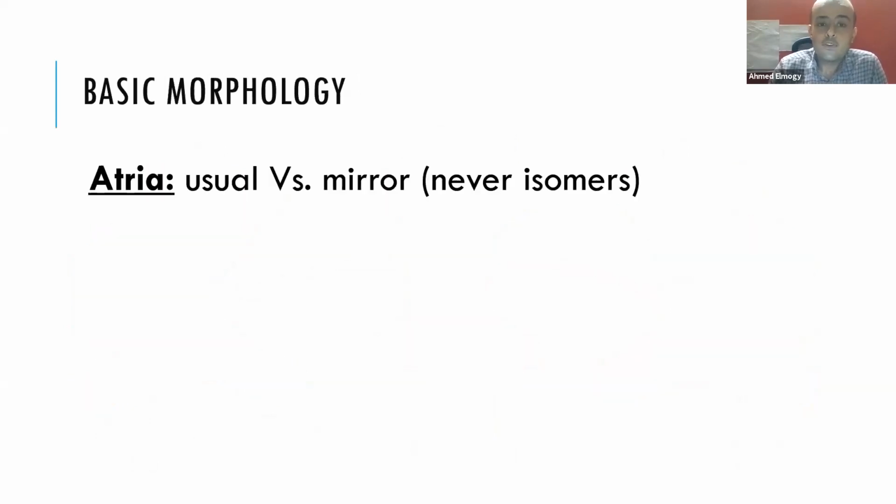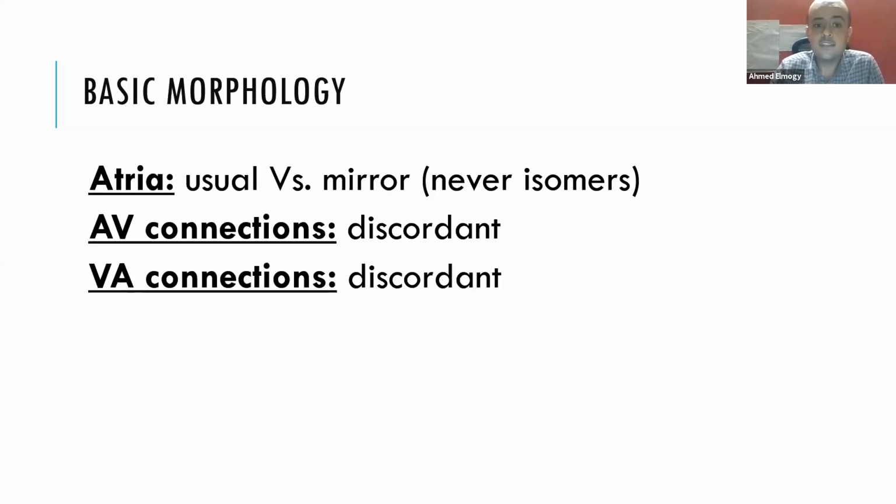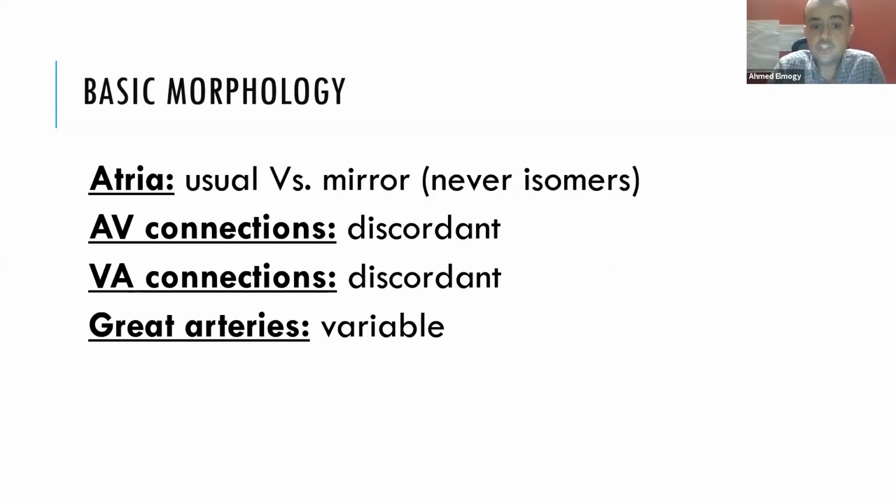As for the basic morphology, the atria, as we already mentioned, are in the usual arrangement or the mirror image, which is very, very rare, but we never have isomeric atria. Isomeric atria is when both are morphologically right or both are morphologically left. So this never happens in CCTGA. The AV connection is discordant, and the VA connection is discordant. The great artery relationships are variable, and we will see that in a minute in illustrative photos.